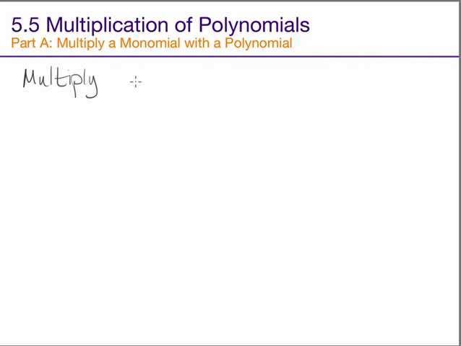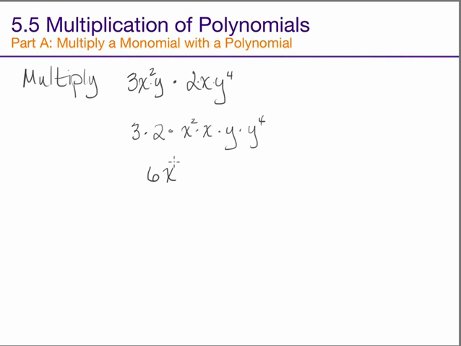Multiply 3x squared y times 2x y to the fourth. Using the commutative property of multiplication, I can rearrange the order of all of these things that are multiplied into any order that I like. So I'm going to choose to order them so that the numbers come first, then the x's, and then the y's. This gives me 6x cubed y to the fifth.